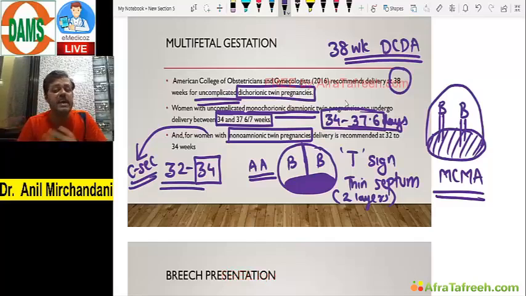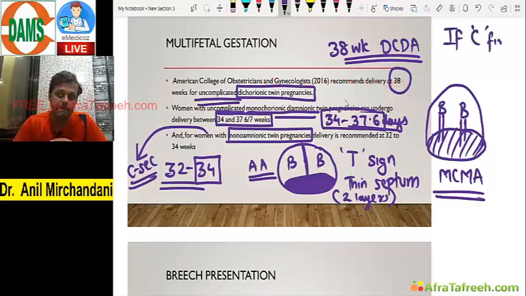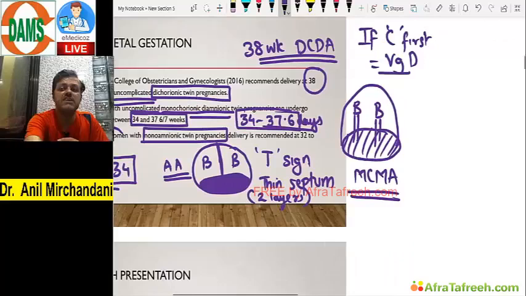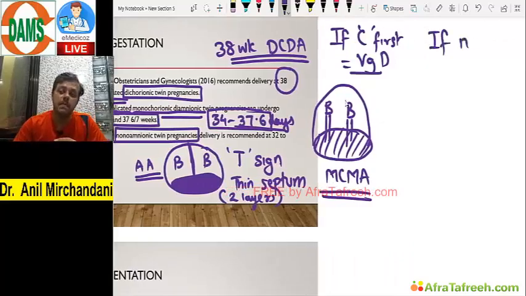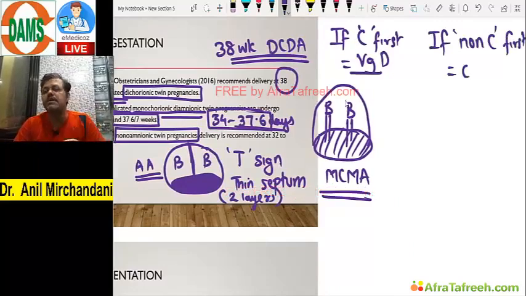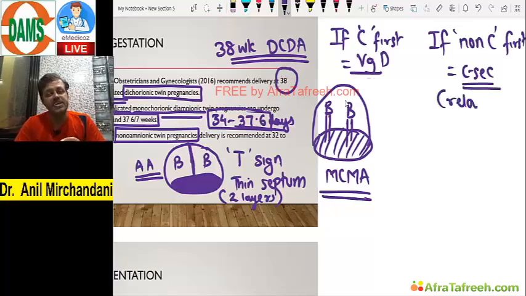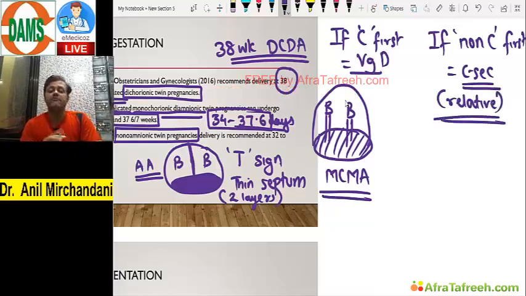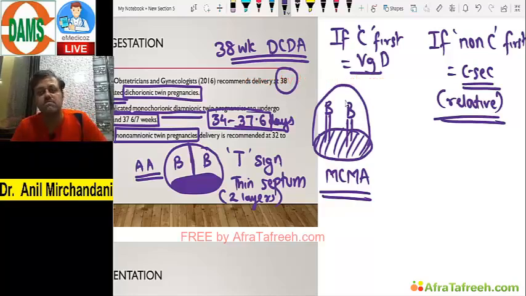DCDA, MCDA can have vaginal deliveries. If the first baby is cephalic, then you should prefer vaginal delivery. If the first baby is non-cephalic, it's not compulsory, but it is better you do cesarean section. It is a relative indication, but it is an indication for cesarean section. Can they have vaginal delivery? Yes, of course, but it's better that cesarean section is done for the same.